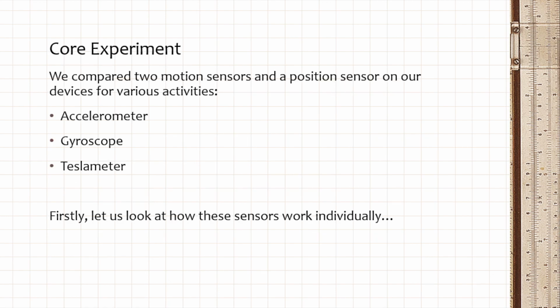We compared two motion sensors and a position sensor on our devices for conducting various activities. The sensors we used were accelerometer, gyroscope, Teslameter. Let us look at how these sensors work individually.